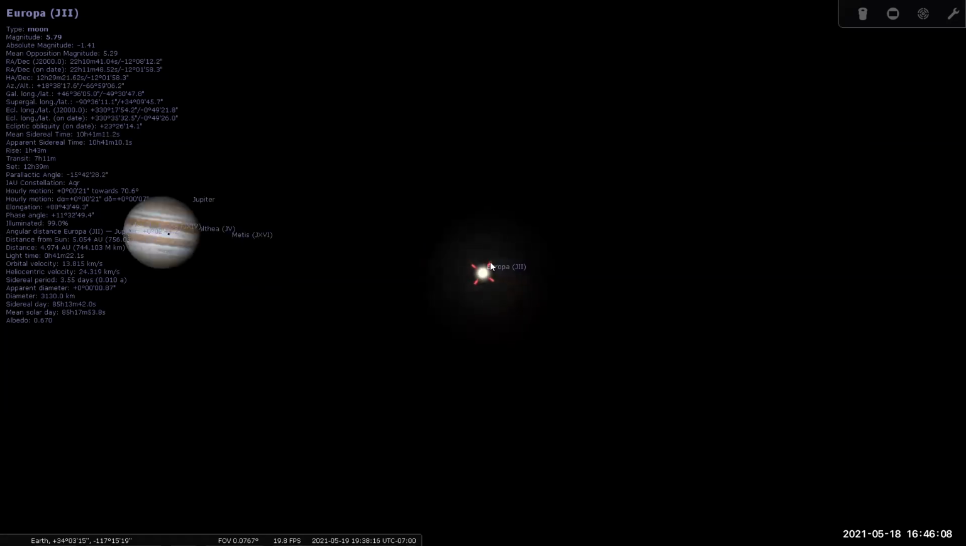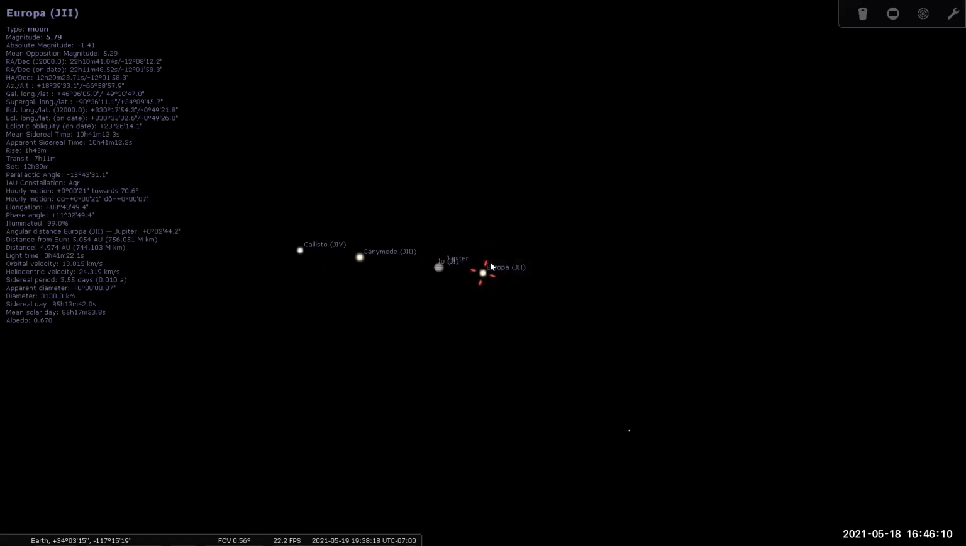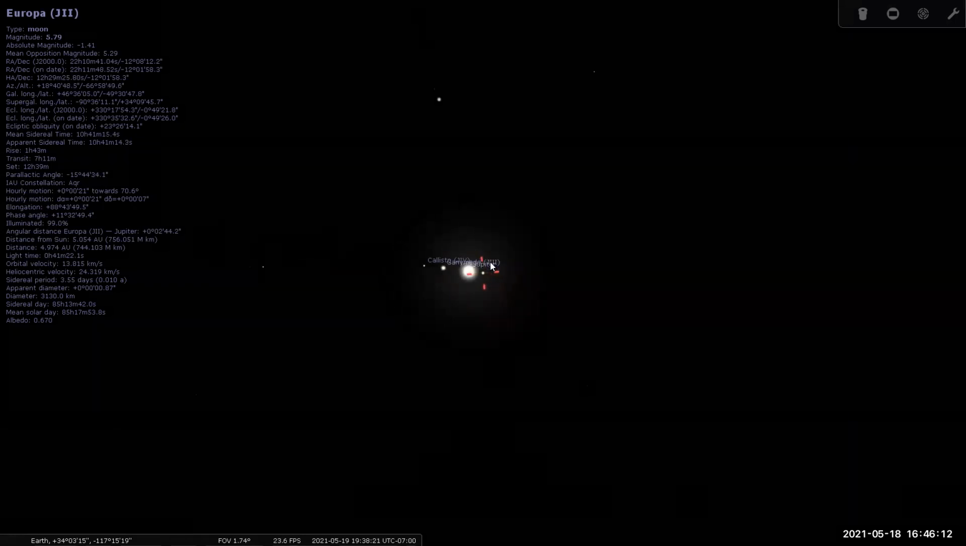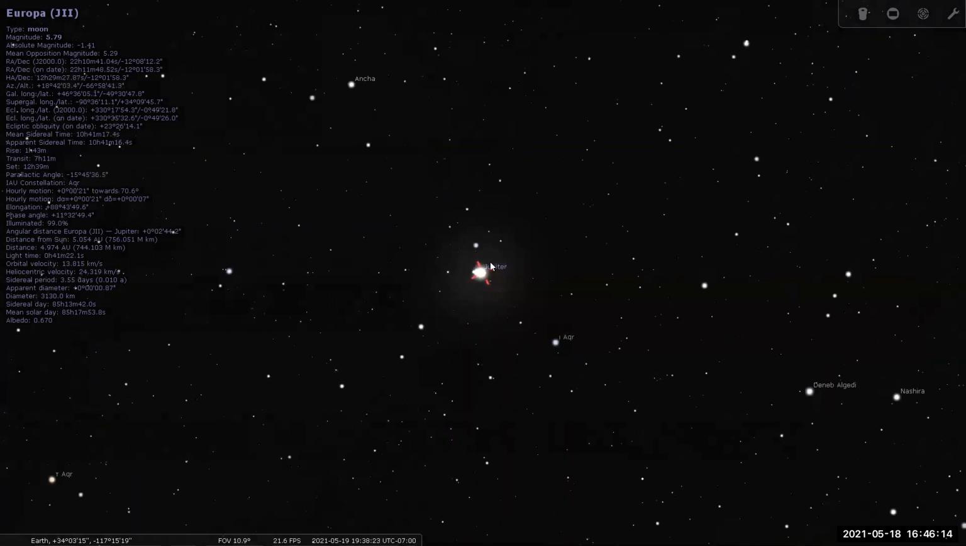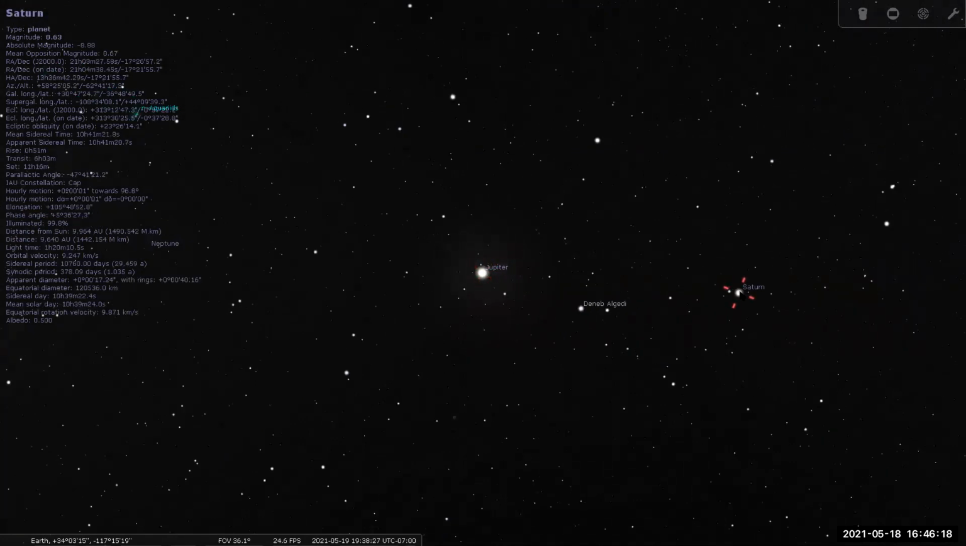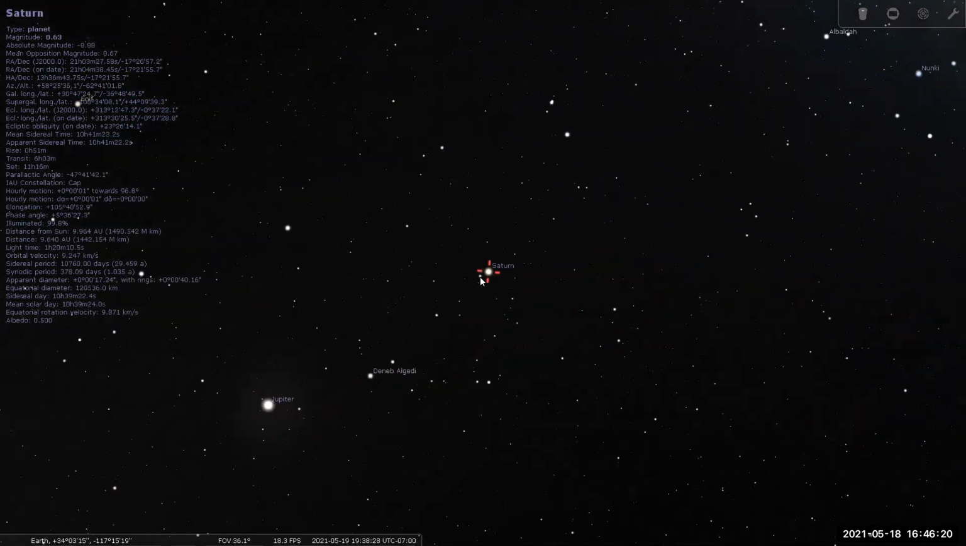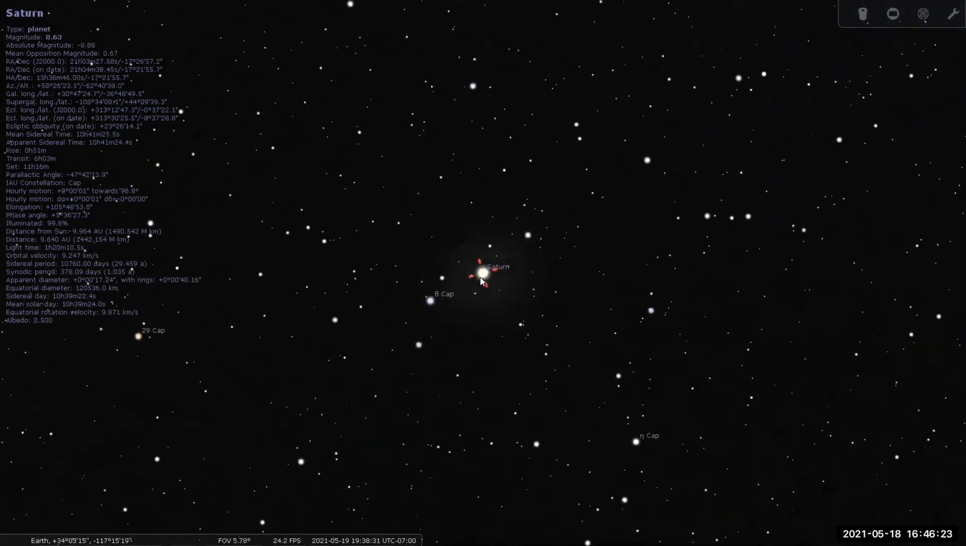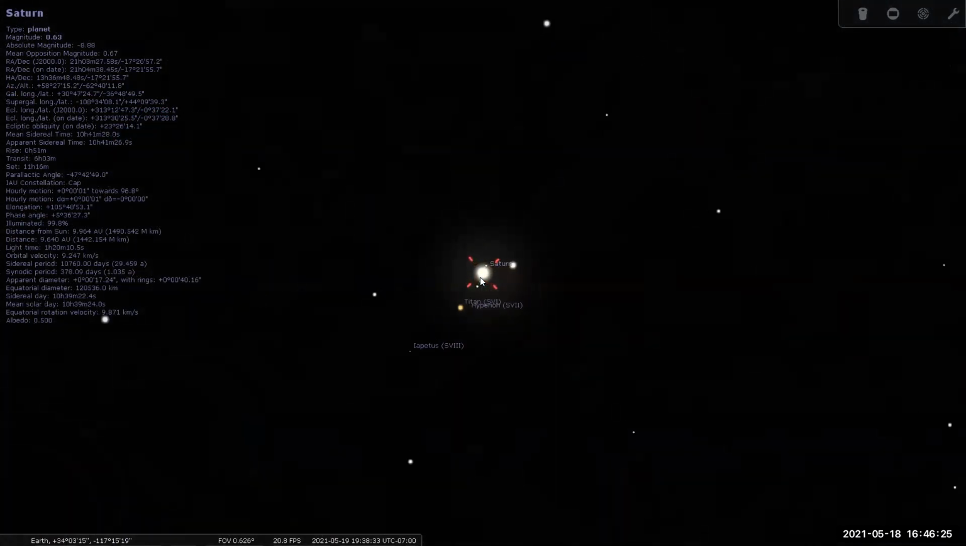So this is Jupiter. There are, as I said, more than 70 moons that we know of. Okay, so these are just some of the big ones. Then comes Saturn. And Saturn also has at least one huge moon and a lot of other moons too.